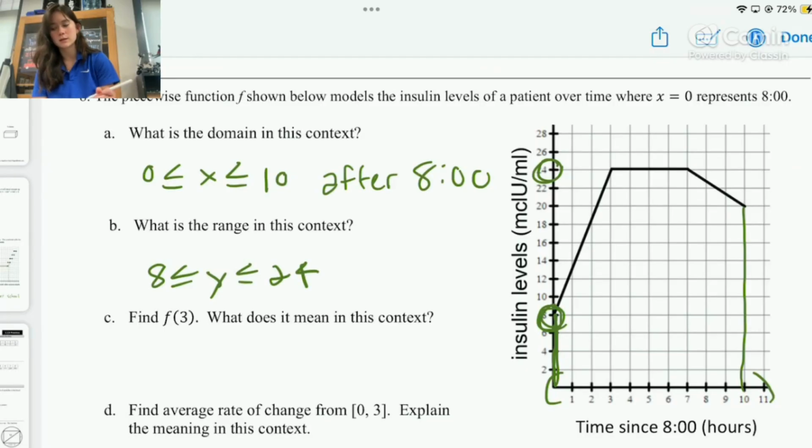So the possible insulin levels are 0 is less than or equal to y is less than or equal to 35-ish for most patients.